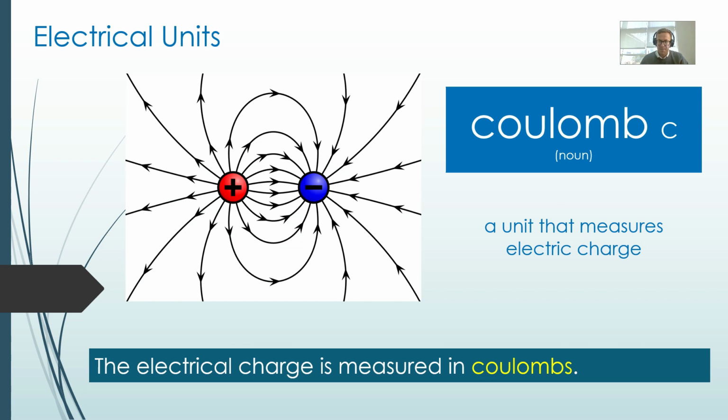Coulomb. This is a unit that measures electric charge. The electrical charge is measured in coulombs. Now, for Coulomb, one of the main problems is this B at the end that we do not pronounce, Coulomb. And at the start it's a Q sound, but it's OU, not OO. And if you just want to write the small symbol, you can just write C.